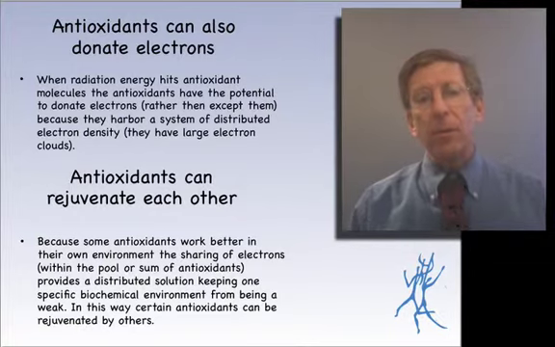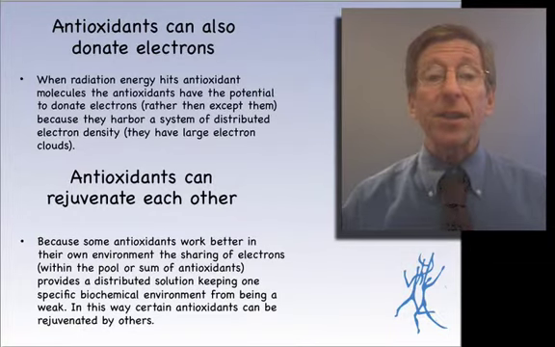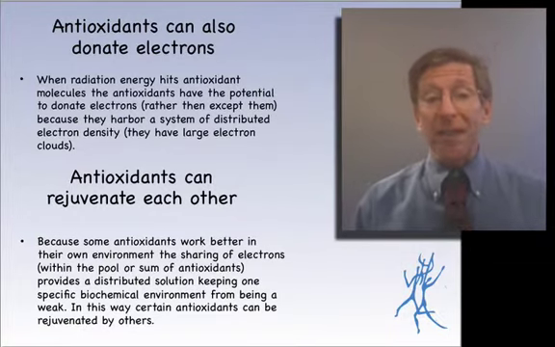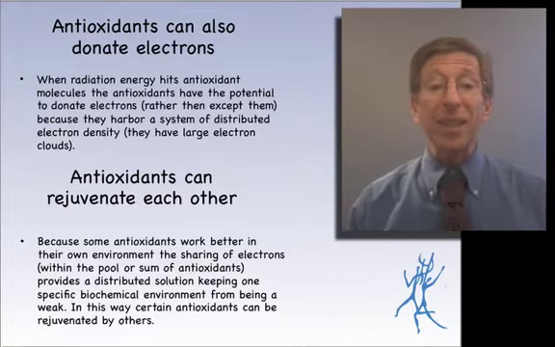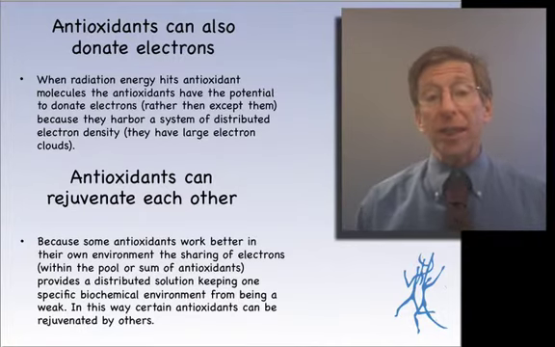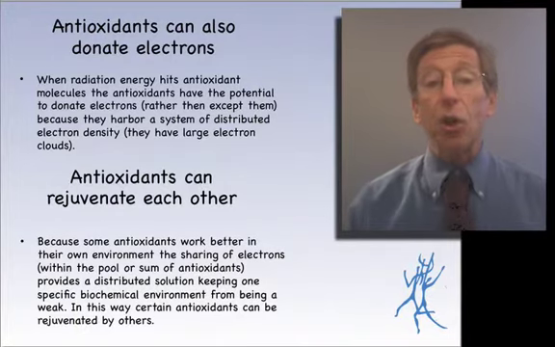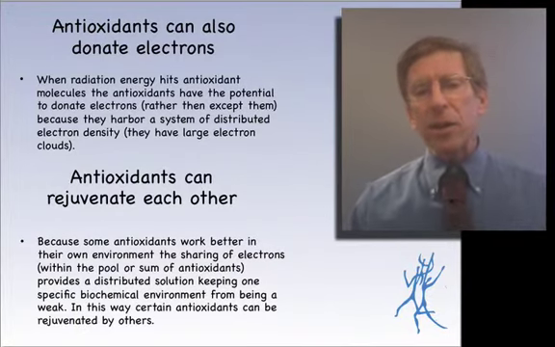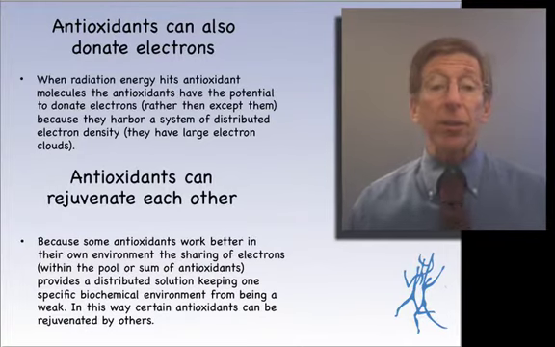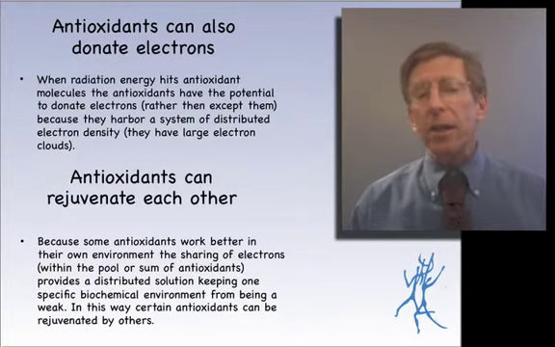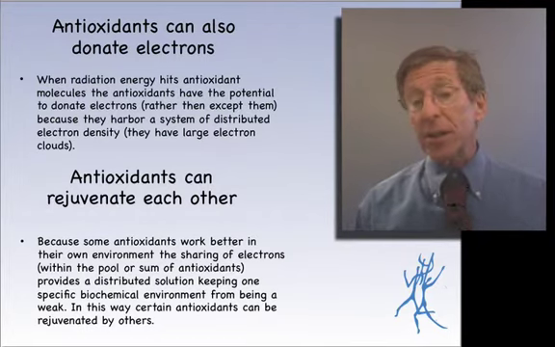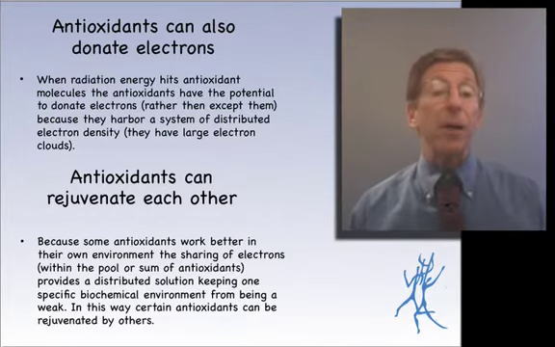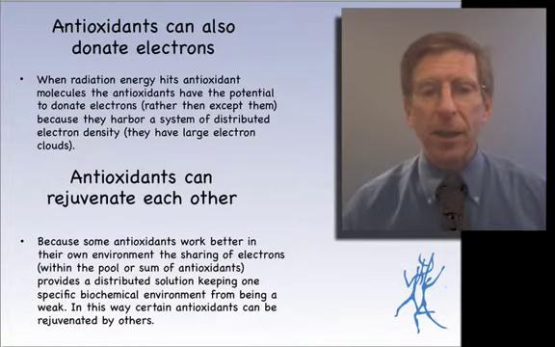So fundamentally, antioxidants can donate electrons as well as take them. When radiation energy hits antioxidant molecules, the antioxidants have the potential to donate electrons rather than accept them. Because they harbor such an immense system of distributed electron density, an electron cloud, they're able to do this. So people undergoing radiation therapy should consider this and get some specific advice about their use of antioxidants.